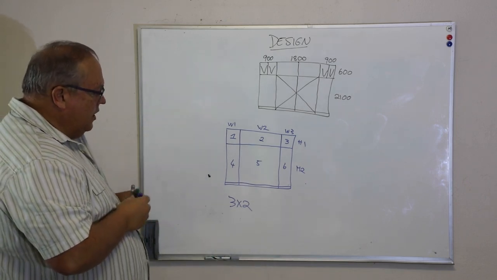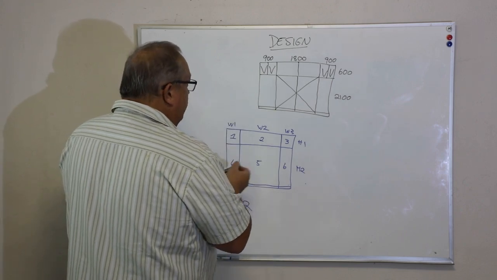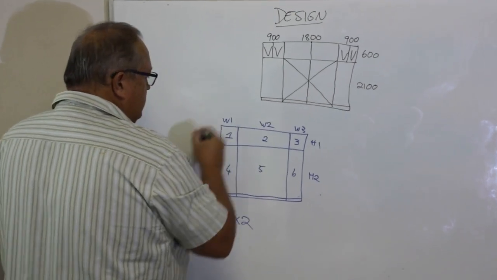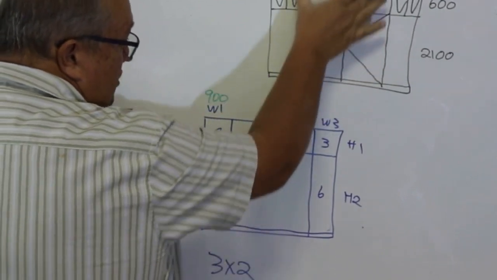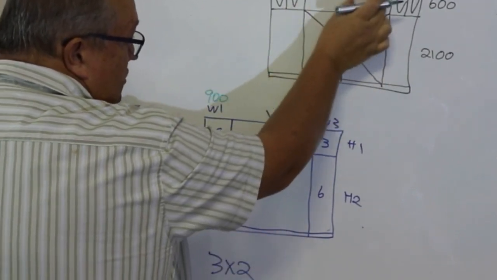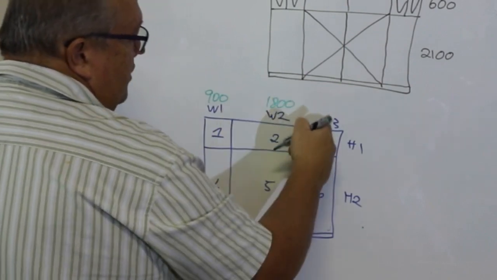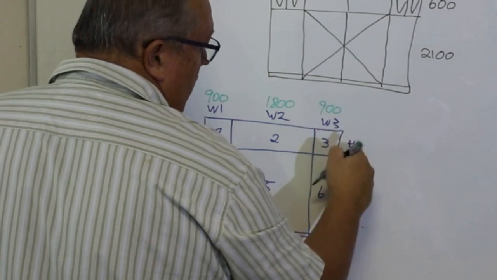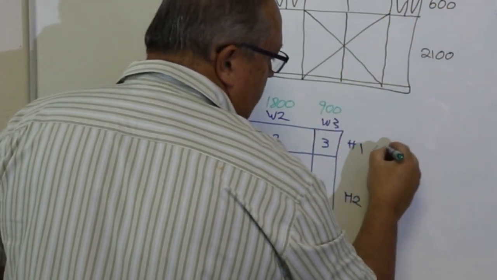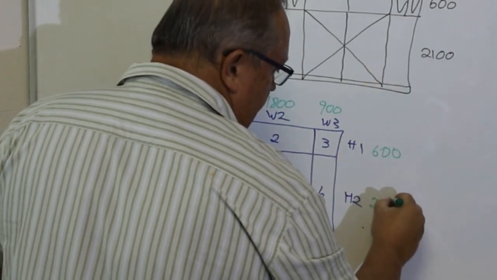Alright, so now we need to decide, first of all, what our dimensions are. That's quite simple. Dimension W1 is going to be 900. Dimension W2, which is the overall width, it's not only just half of that, is going to be the full 1800. Dimension W3 is going to be 900. Height 1 is going to be 600. And height 2 is going to be 2 meters 100.